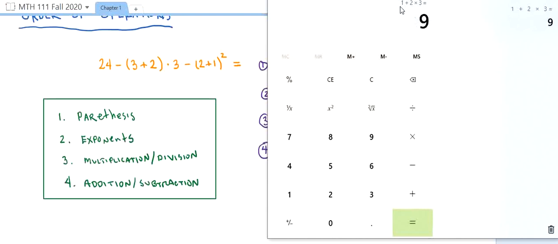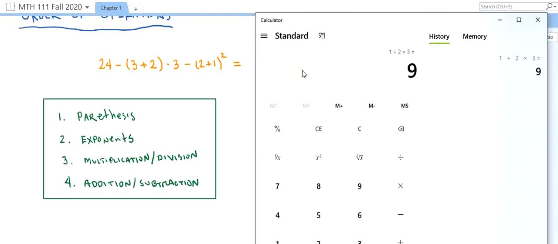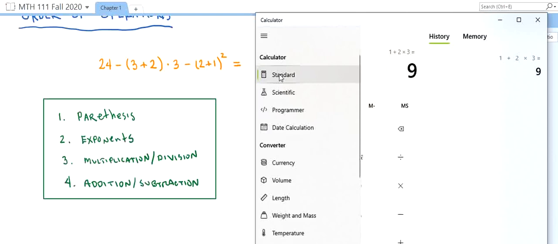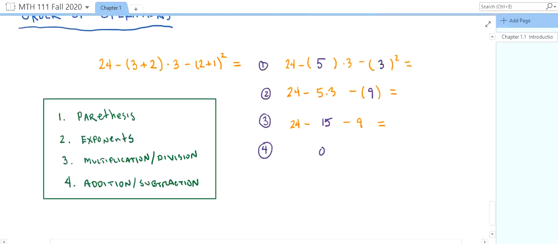It arbitrarily does the operation from left to right. This is incorrect. It's amazing that Microsoft has not fixed this. But anyways, go to Scientific Calculator if you're going to use the calculator in Windows.